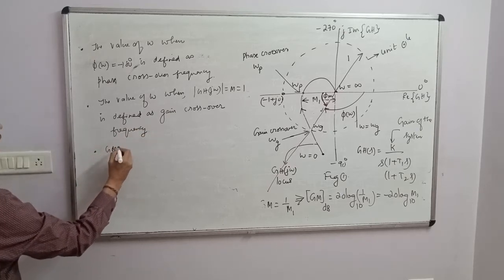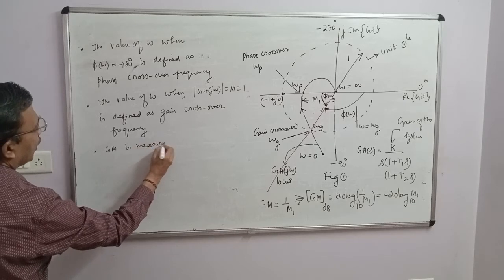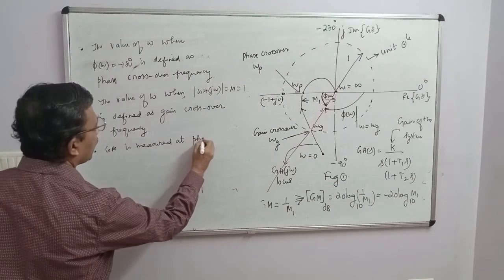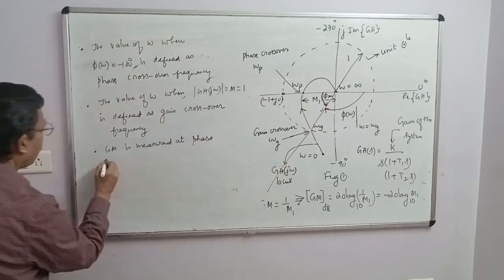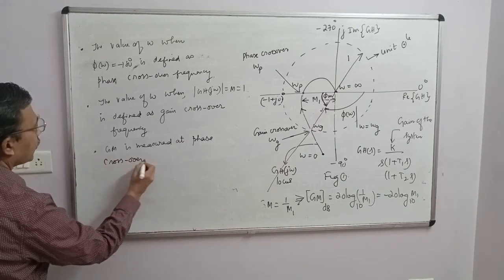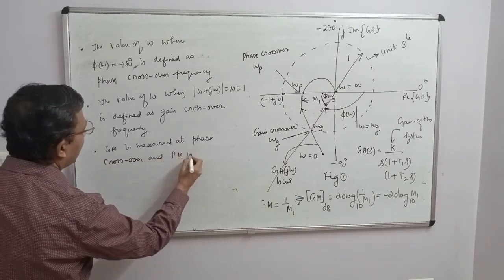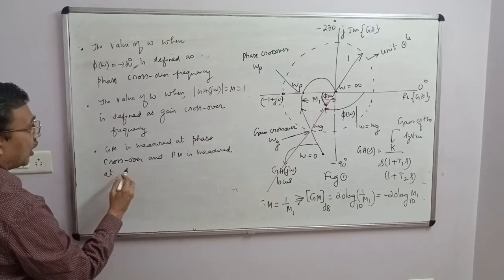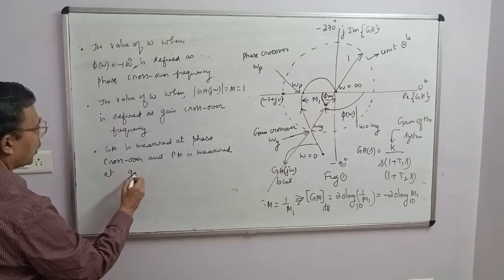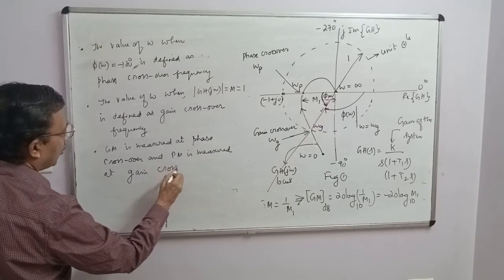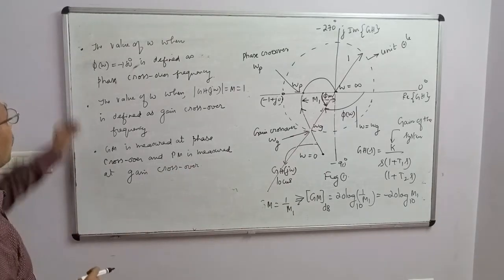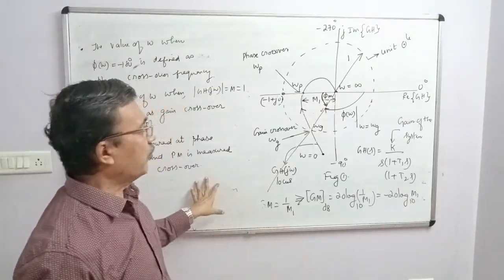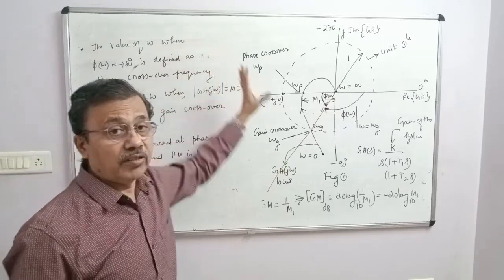Gain margin is measured at phase crossover and PM is measured at gain crossover. Salient points I put as bullets and listed. So in the examination I will ask you to explain gain margin and phase margin for about 5 or 6 marks. These details you have to write.